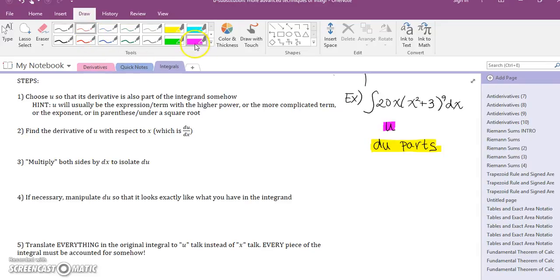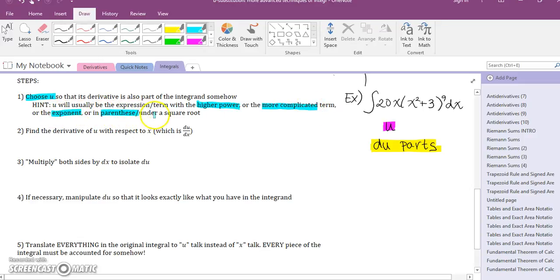All right, so you should have your stuff written down as an outline. And we're going to look at this integral here, and we have to pick out U. That's usually the hardest part for people when they get the hang of this. So I want to pick out U so that its derivative is also a part of the integrand somehow. Some hints are U is usually going to be the thing with the higher power. It's sometimes more complicated. Sometimes it's the exponent. It could be in the parentheses. It could be under a square root or a cube root. If I look here, I'm going to use pink for all my U's and yellows for the DU's. I want to look here for the thing that's on the inside and has a higher power.